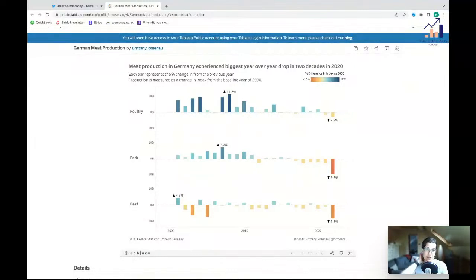So this is Brittany's viz. Meat production in Germany experienced the biggest year-over-year drop in 2 decades in 2020. Okay, good title. I need to think about it for a second because there's a lot of things in there. It's meat production, it's Germany, so that's two pieces of information. Biggest year-over-year drop. So biggest, and then year-over-year and drop. Because the biggest and the drop throws me off a bit initially.